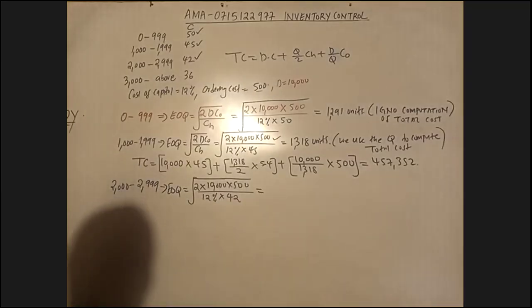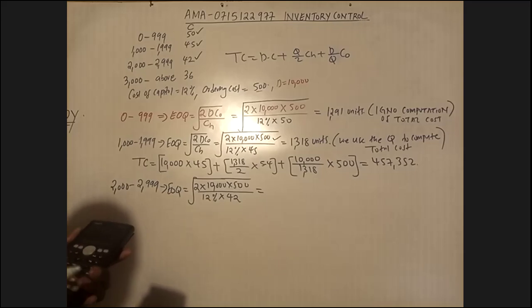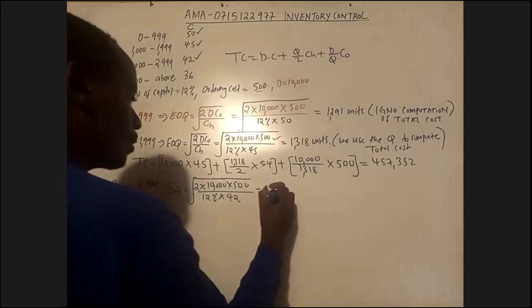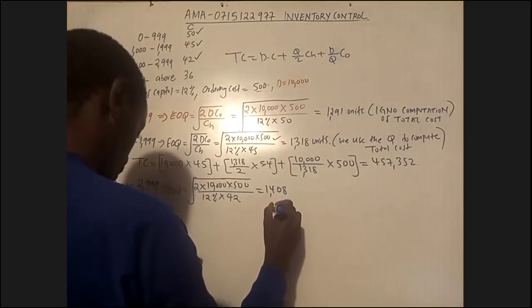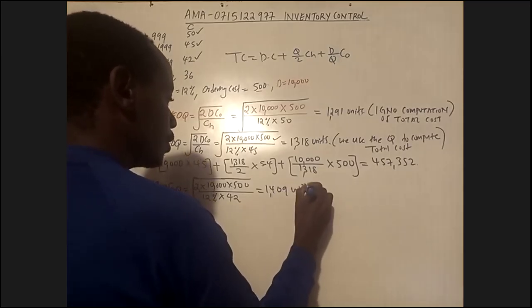So what will be that one? 2 times 10,000 times 500 divided by 0.12 times 42, and then square root. We get 1408, so 1409 units. Now where does it range?